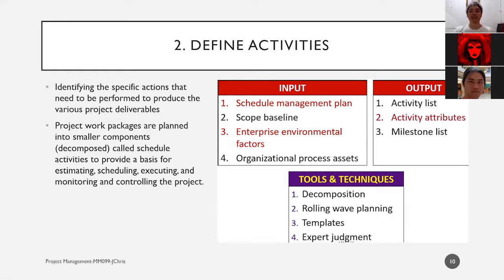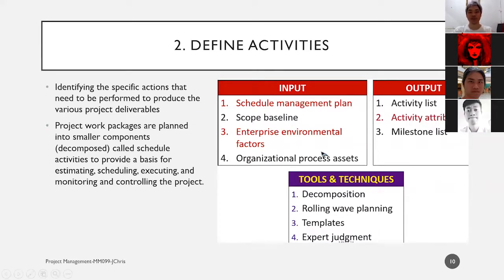2, define the activities. After we have the schedule management plan, then we define what activities are needed to create the schedule. Usually the project is quite big, so we cannot create a whole schedule from the beginning until the end. We are going to chunk the project into smaller chunks. It's called decomposing the components into smaller chunks to provide a basis for better estimating, better scheduling, and executing for the project.